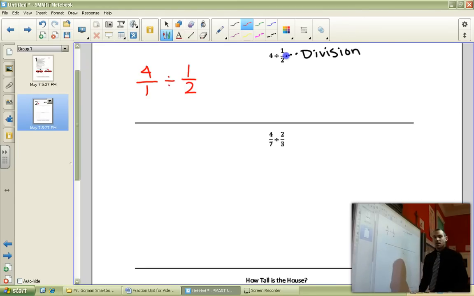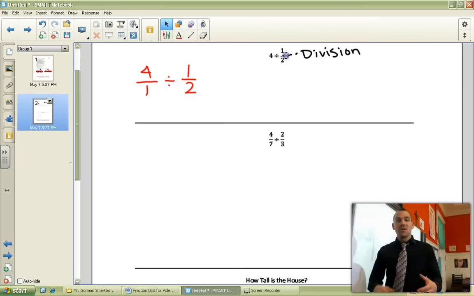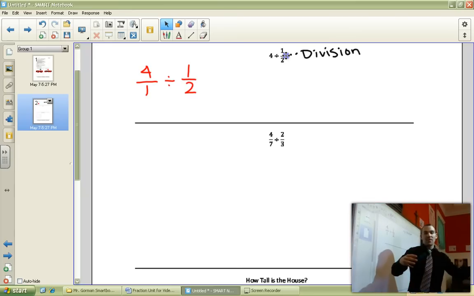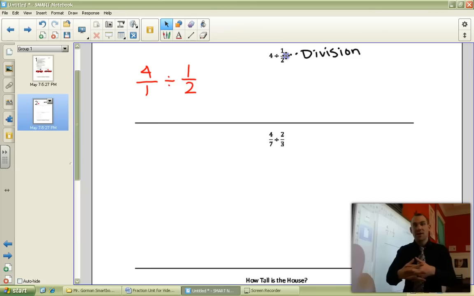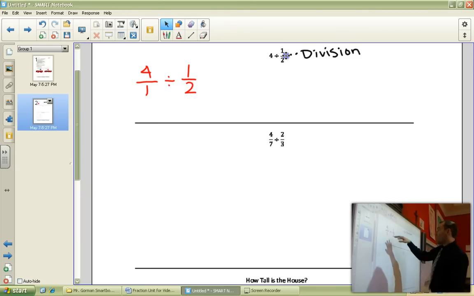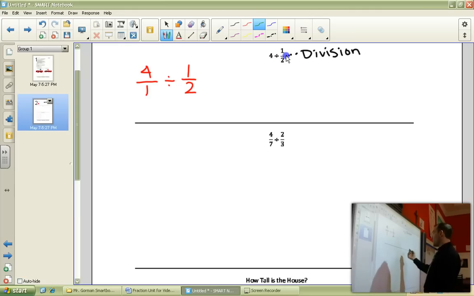Now, this is where the reciprocal comes in. We've shown with the reciprocal that the reciprocal of 1/2 is 2, because if you multiply 1/2 and 2 together, you get 1, okay? When you're dividing with fractions, it's the same thing as multiplying by the reciprocal. So this is going to be kind of hard. So what we're going to do is rewrite it as 4/1 times the reciprocal 2/1.